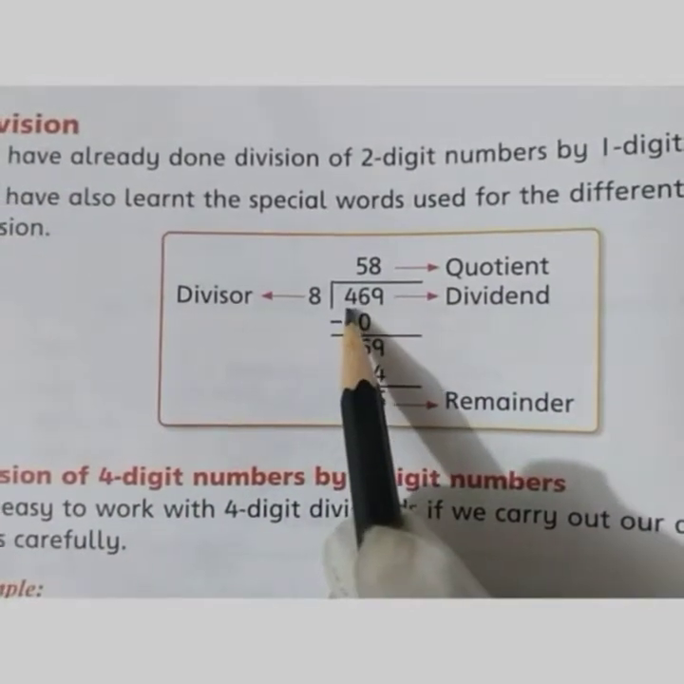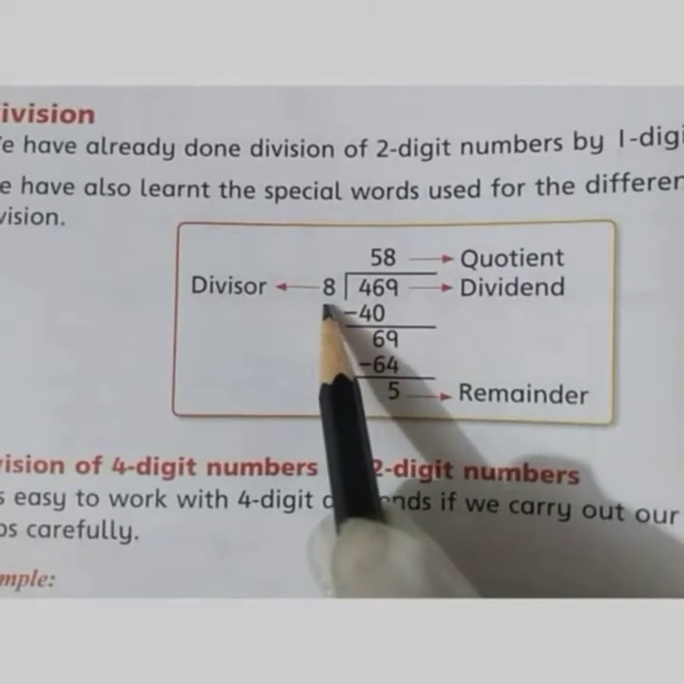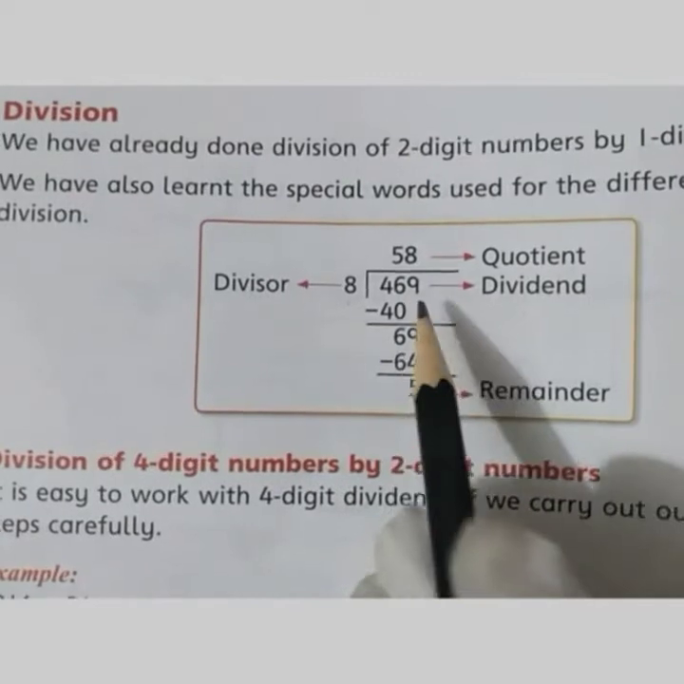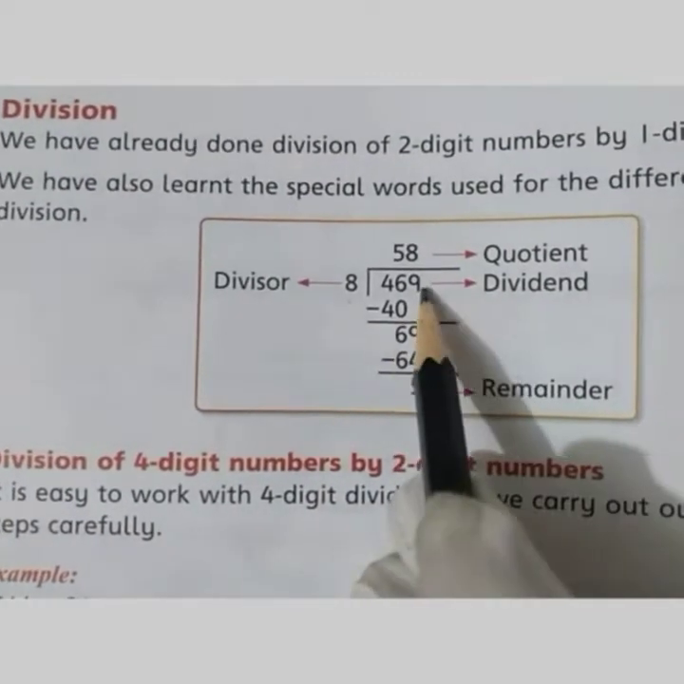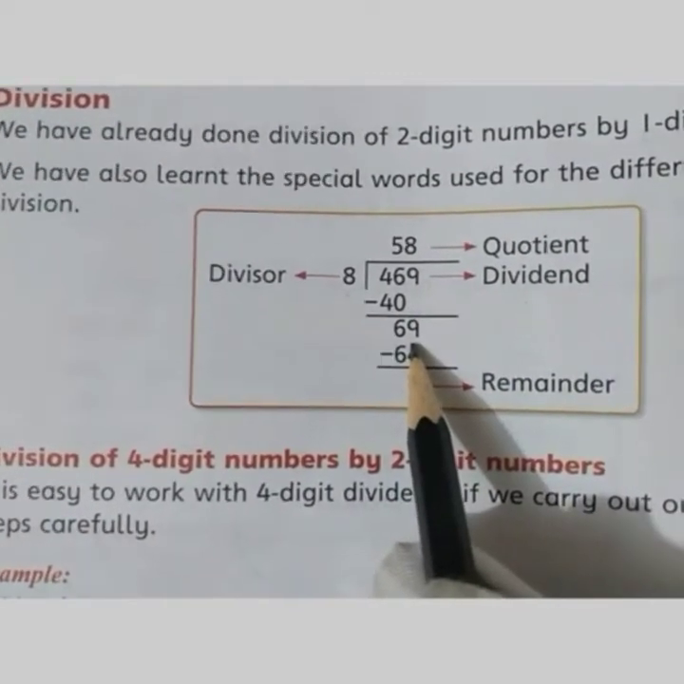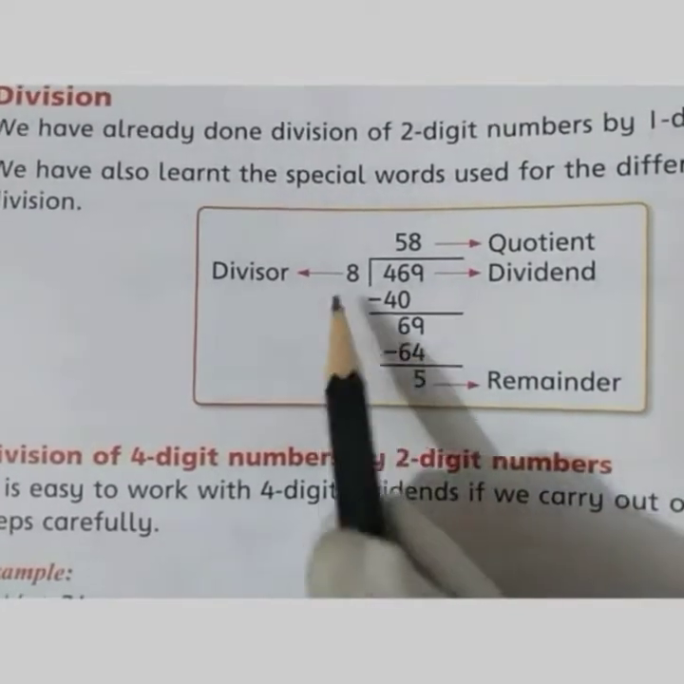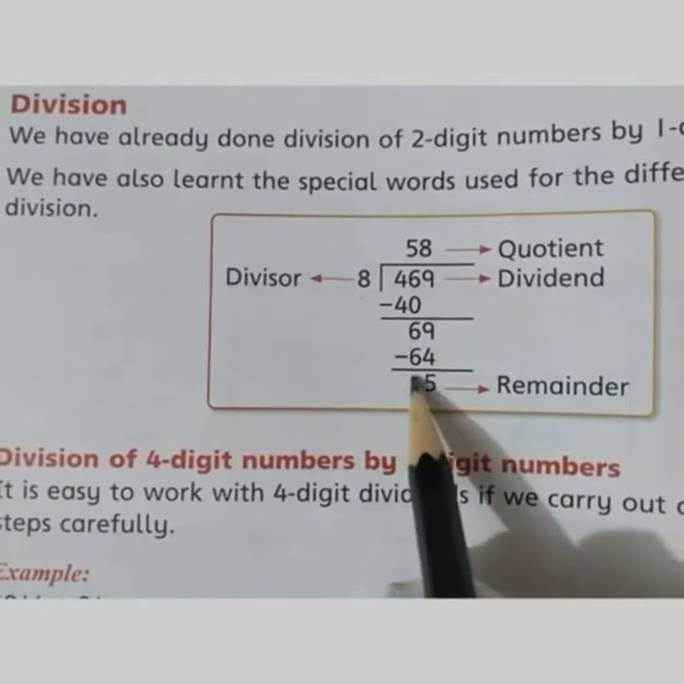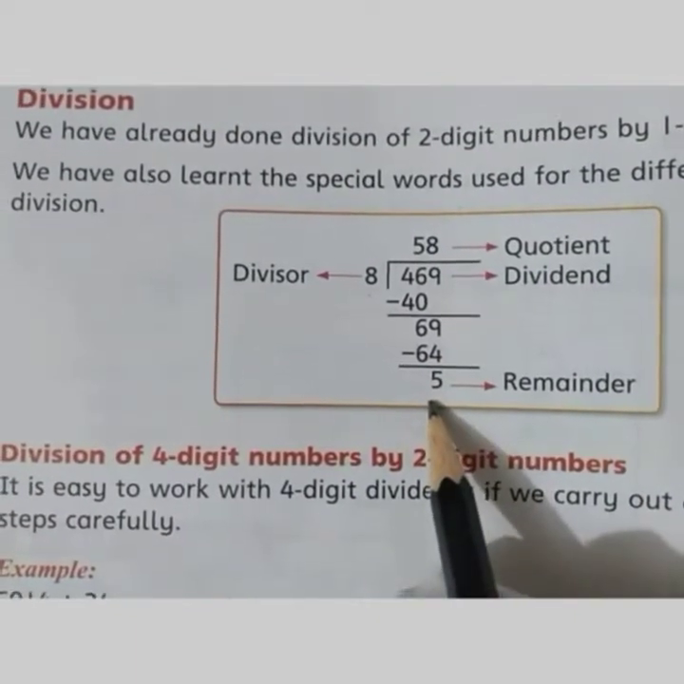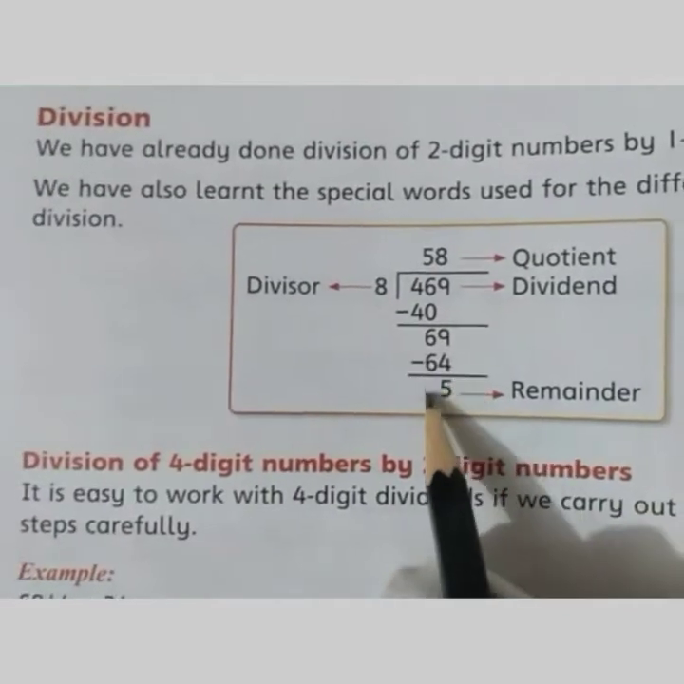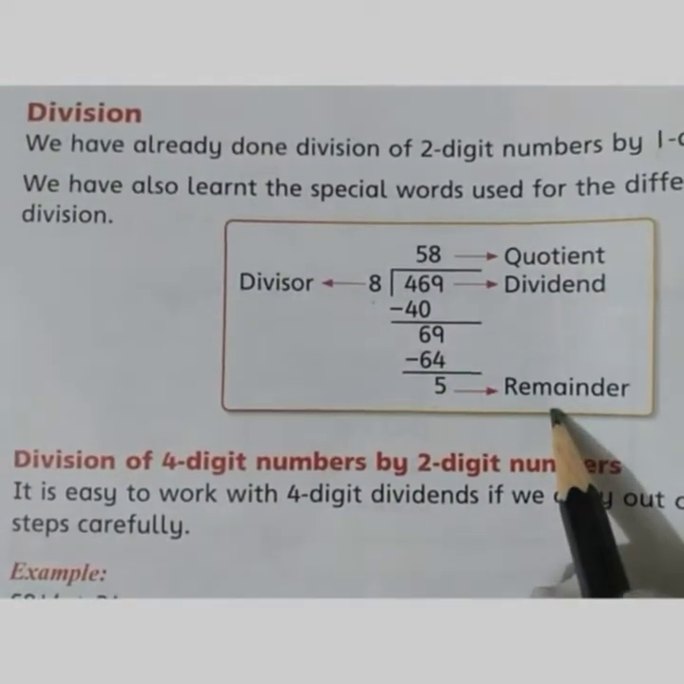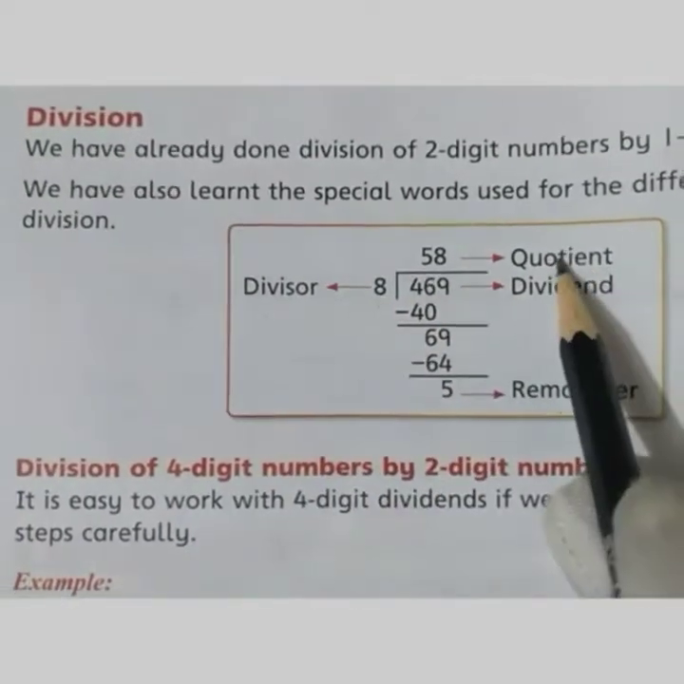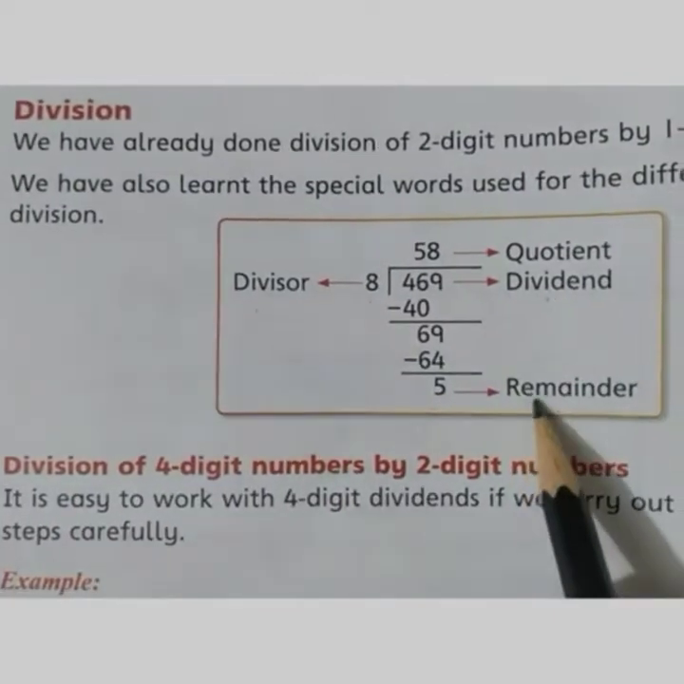In this case, 496 is divided by 8. First we divided by 5. 8 5s are 40. How much is remaining? 6. Then we put the 9 over there. It is 69. Now 8 8s are 64. We left 5 over there. And the number which is remain is called remainder. In division, the terms which we used are called divisor, quotient, dividend and remainder.